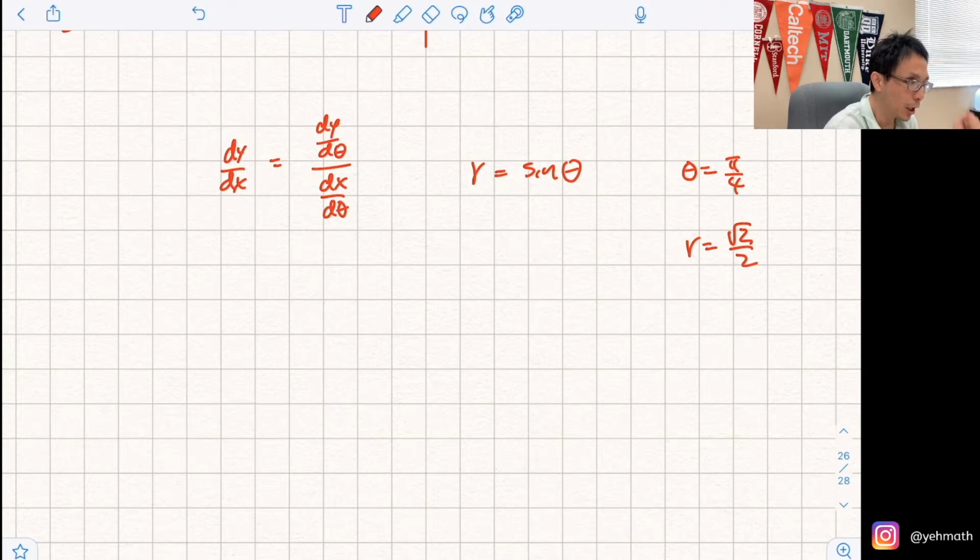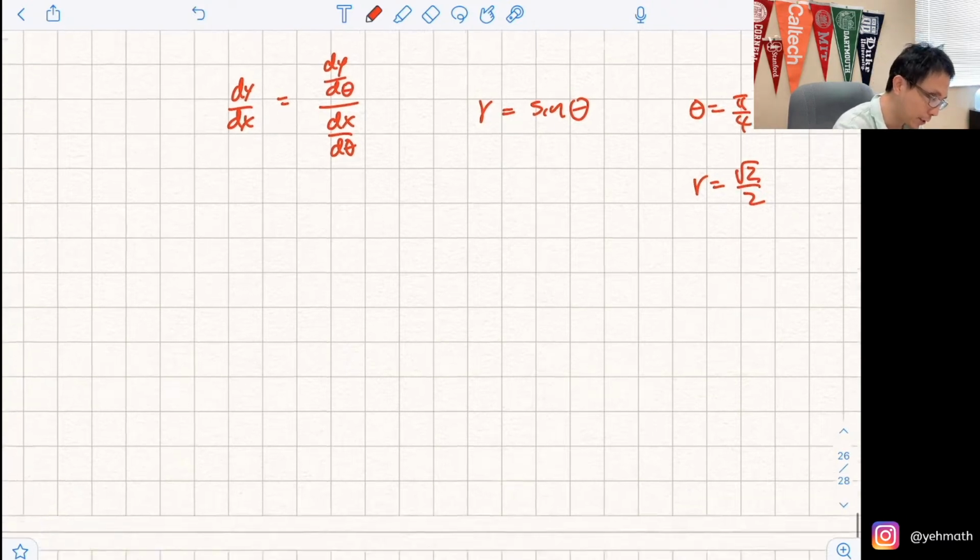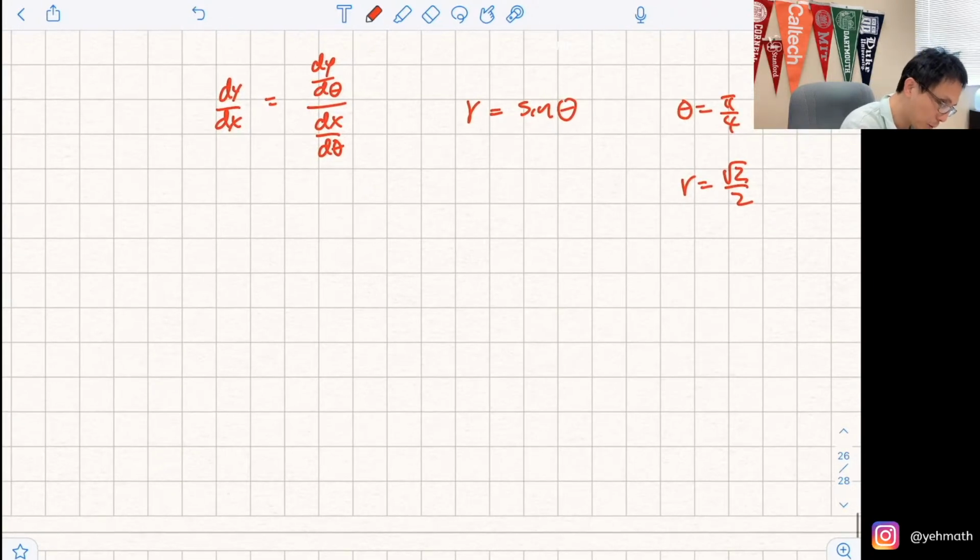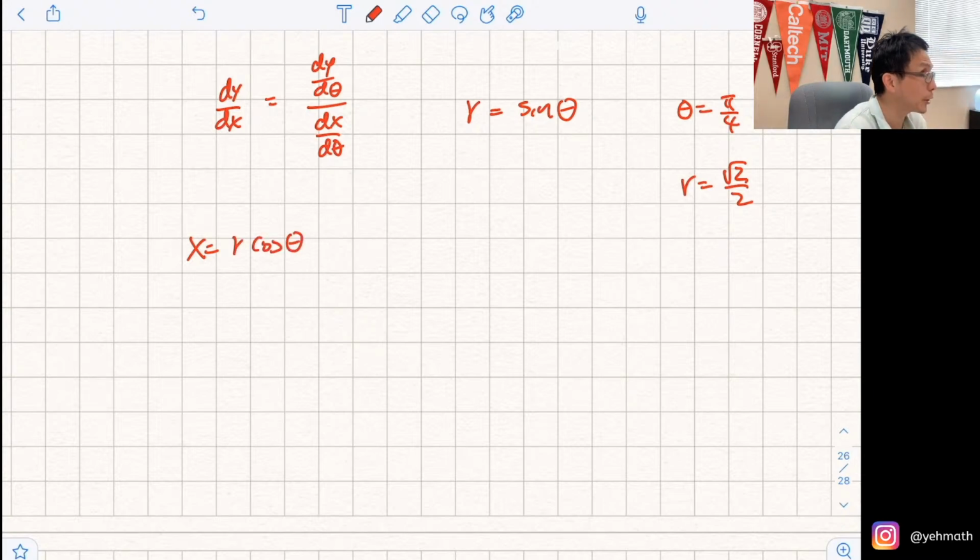I don't know. Okay, so what we're going to do is we're going to take care of this. We're going to say it's x. So x is equal to, first of all, let's write in this form. So there was an x equal to r cosine theta, right? And what is r? R is equal to sine theta, right?